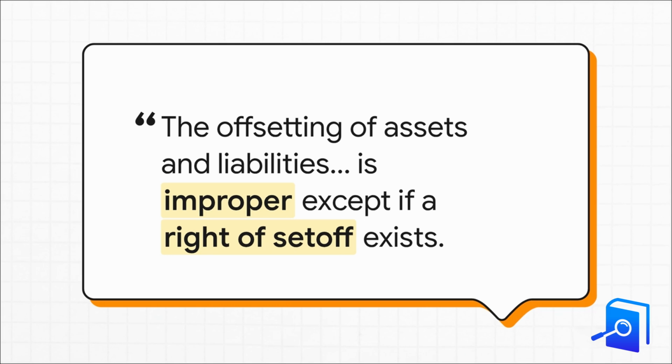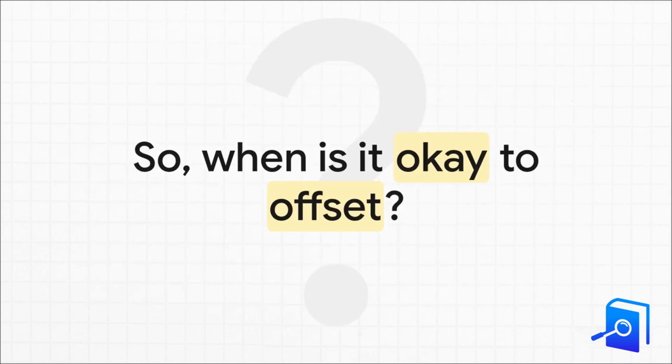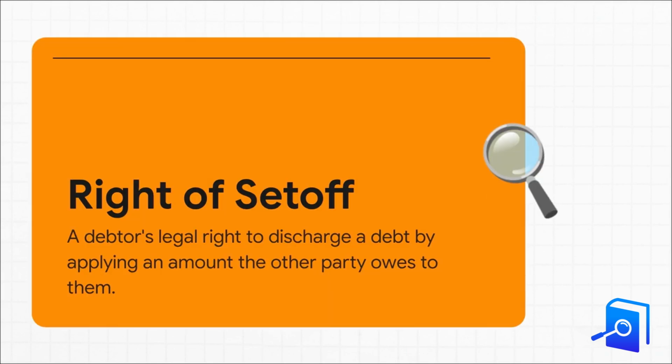However, there is one major exception to this rule, and that's when a legal right of set-off exists. So that, of course, leads to the obvious question, what in the world qualifies as a right of set-off? A right of set-off is not just some casual agreement like, hey, we'll just call it even. Nope. It is a binding legal right. It gives a debtor the actual power to apply money another party owes them directly against their own debt.